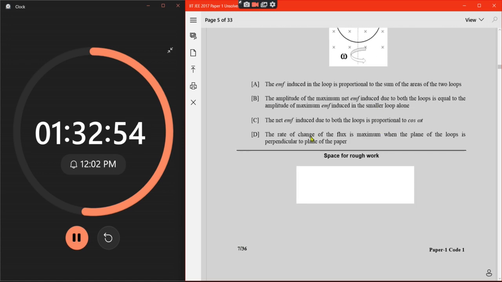The rate of change of flux is maximum when the plane of the loops is perpendicular to the plane of the paper. Yes, in fact, because then when your theta is 90 degrees, that's sine. Yeah, that works out. So D is correct. Next question.